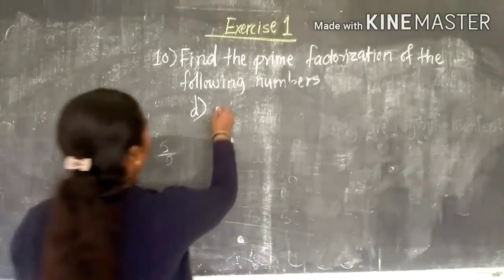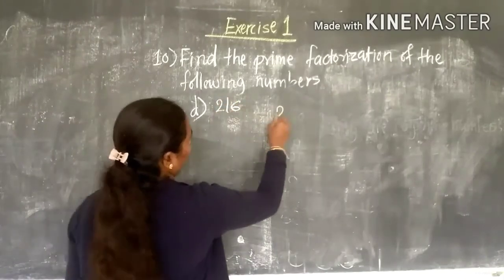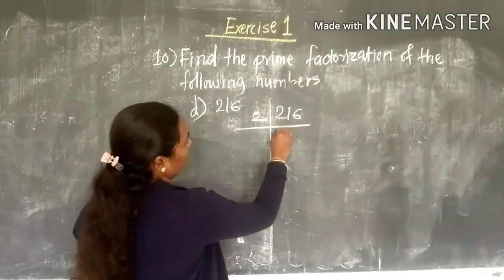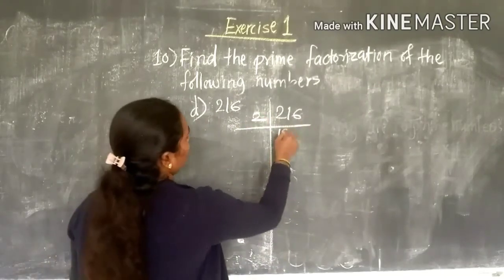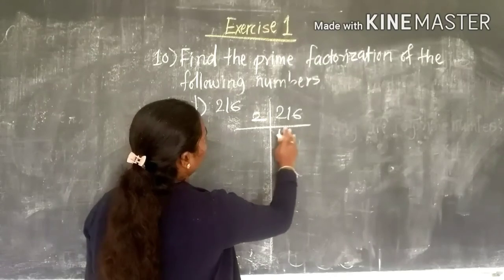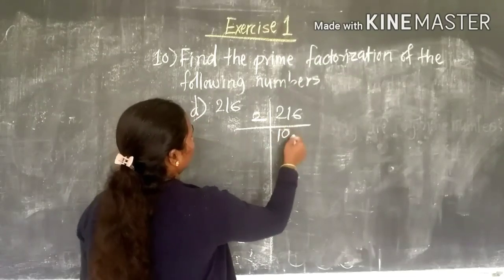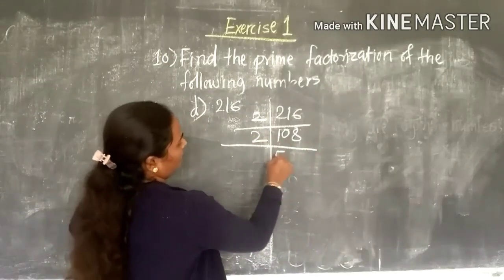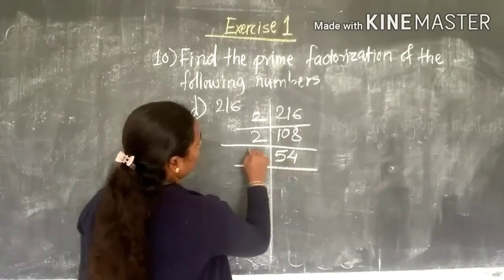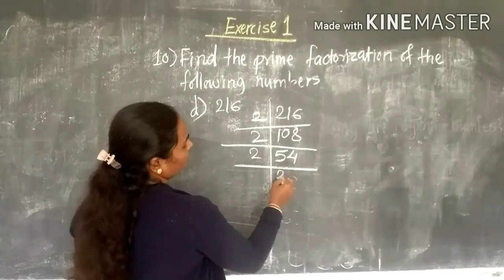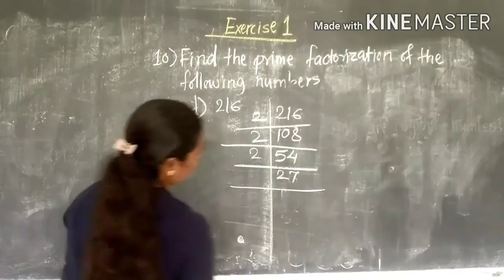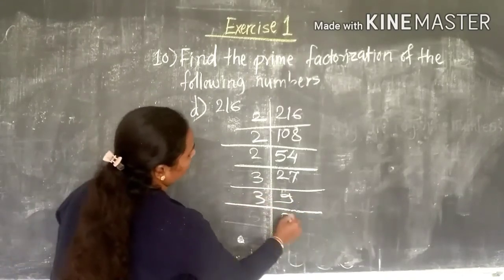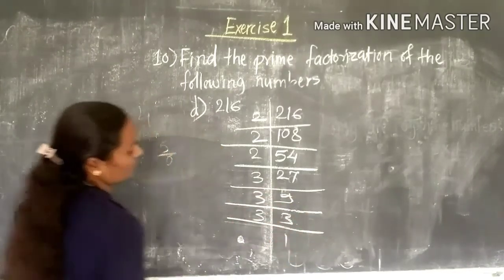Now see 260. It is very simple, students. I know that you will do it. 2 1s are 2, then 2 8s are 16. Sorry, 2 0, 2 8s are 16. 2 5s are 10, 2 4s are 8. 2 2s are 4, 2 7s are 14, 3 9s are 27, 3 3s are 9, 3 1s are 3.